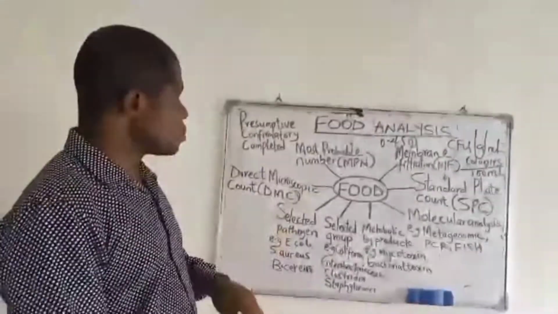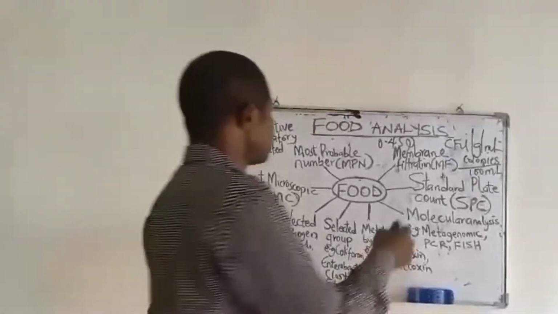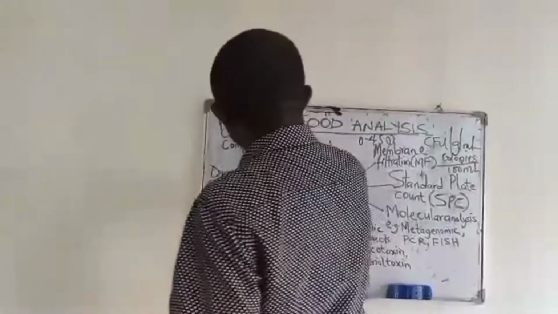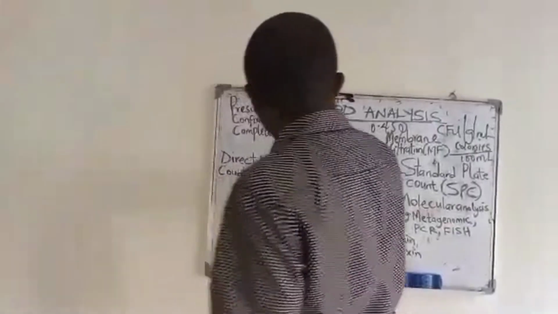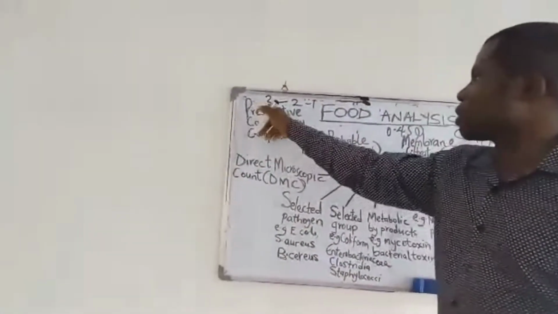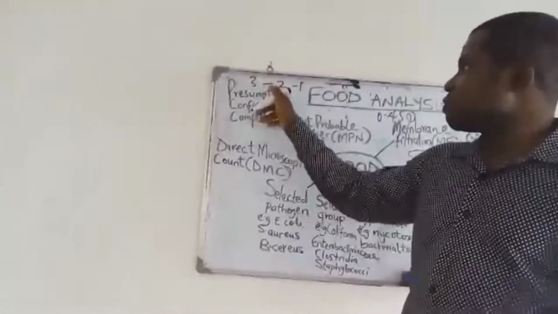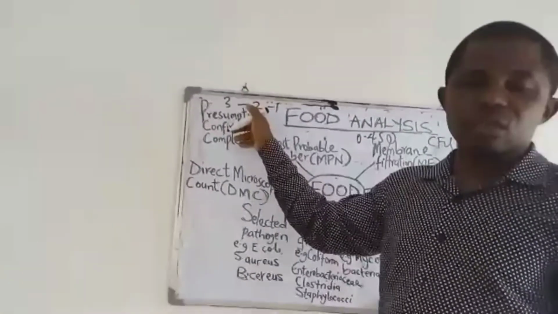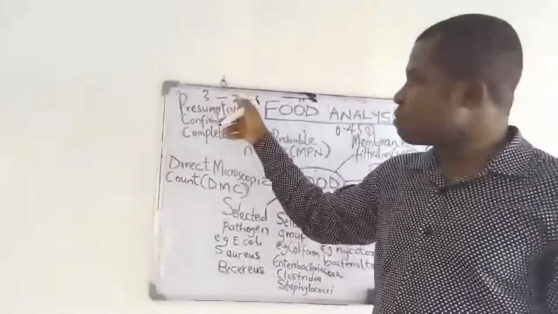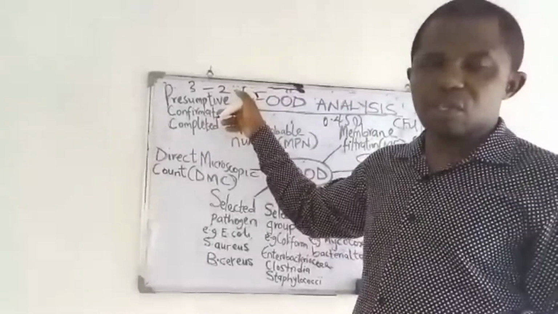So we look for the tubes. At the end we record. For instance, we say 3, 2, 1. If I have this, it shows me that the first 3 tubes are positive. The second set, only 2 tubes are positive. The third set, only 1 is positive.